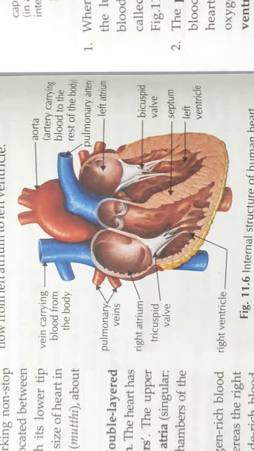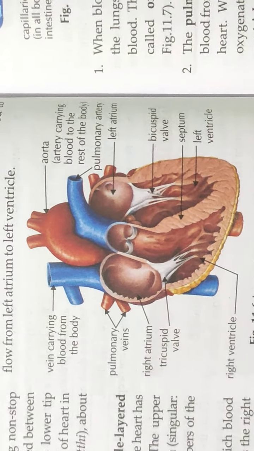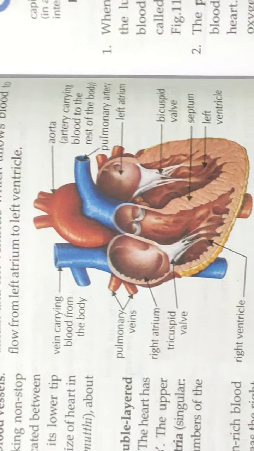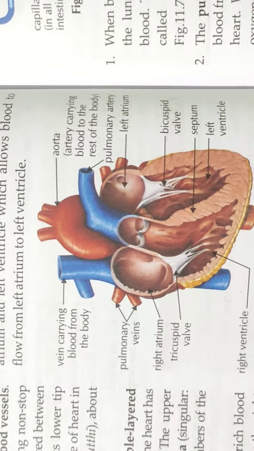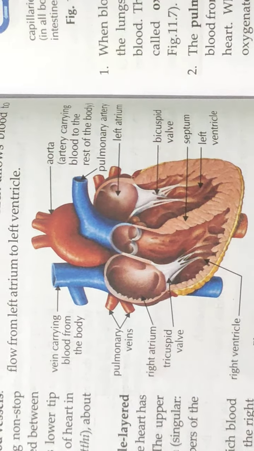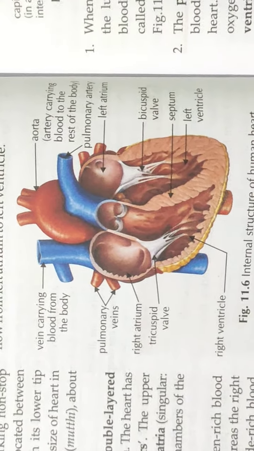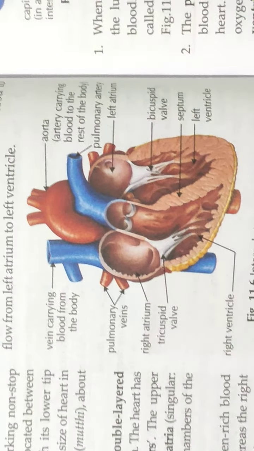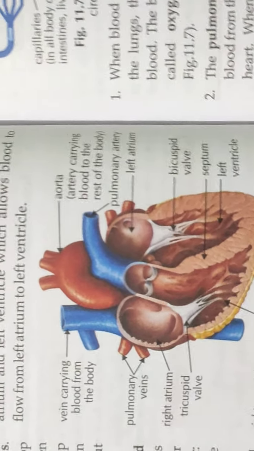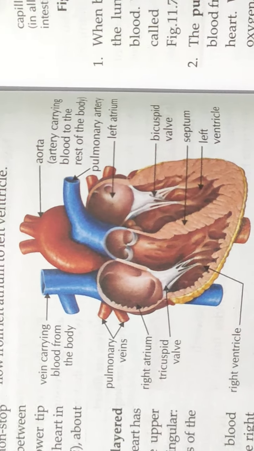deoxygenated blood. A tricuspid valve is present between the right atrium and the right ventricle, which allows blood to flow from the right atrium to the right ventricle. A bicuspid valve is present between the left atrium and left ventricle, which allows blood to flow from the left atrium to the left ventricle.